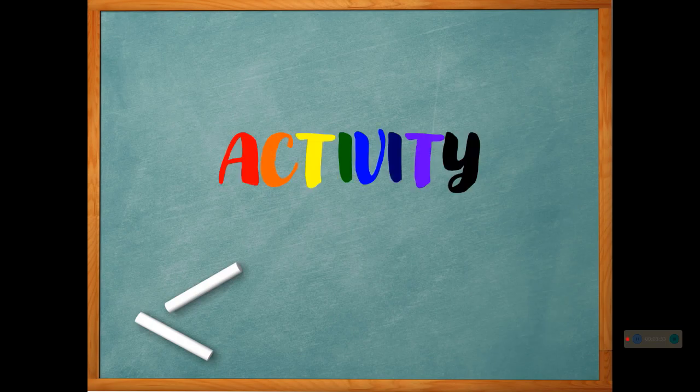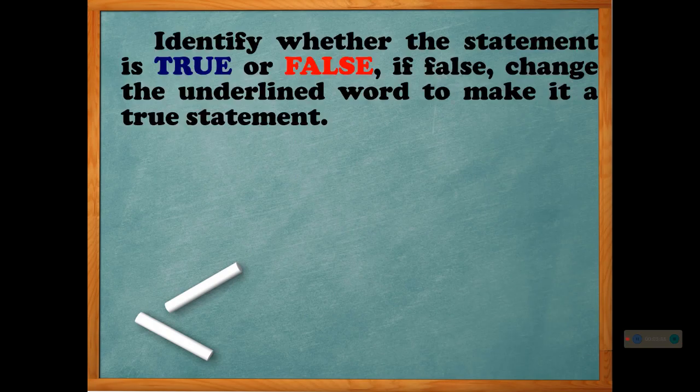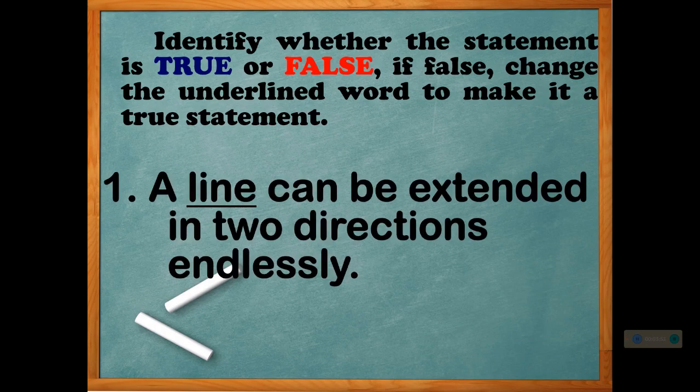Let's have now an activity. In this activity, you are going to identify whether the statement is true or false. If false, change the underlined word to make it a true statement. For number 1, we have: a line can be extended in 2 directions endlessly. Is it true or false? That's correct. This is true.